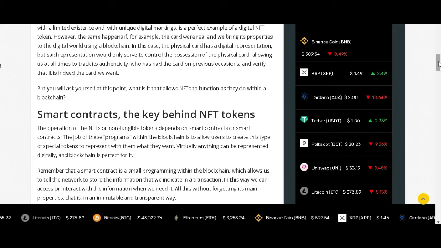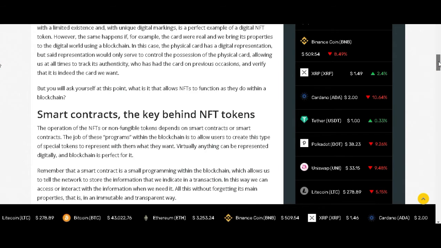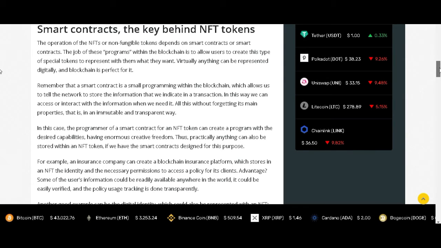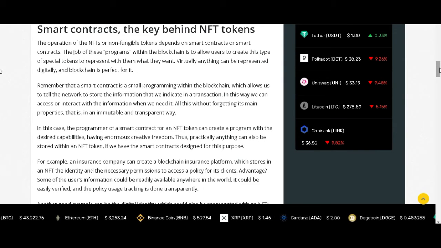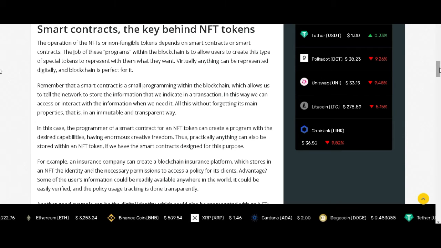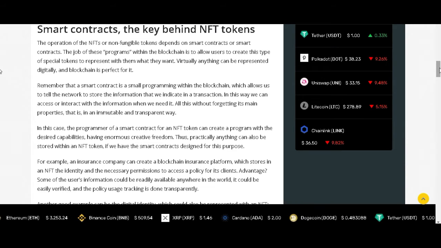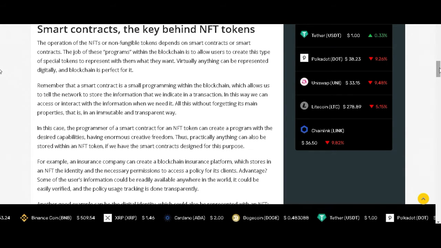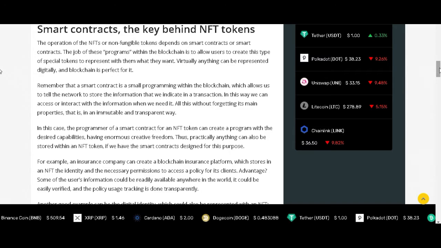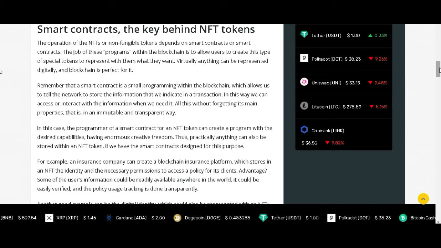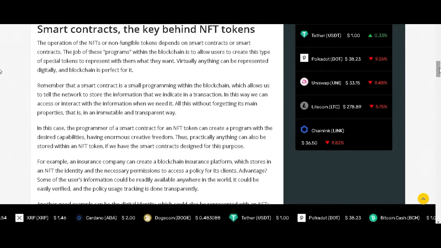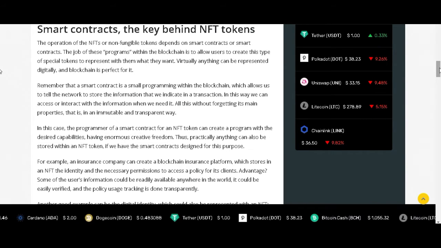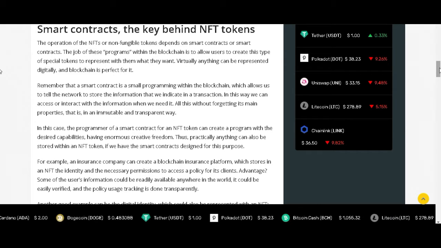But you will ask yourself at this point, what is it that allows NFTs to function as they do within a blockchain? Smart contracts, the key behind NFT tokens. The operation of the NFTs or non-fungible tokens depends on smart contracts. The job of these programs within the blockchain is to allow users to create this type of special tokens to represent with them what they want. Virtually anything can be represented digitally, and blockchain is perfect for it.